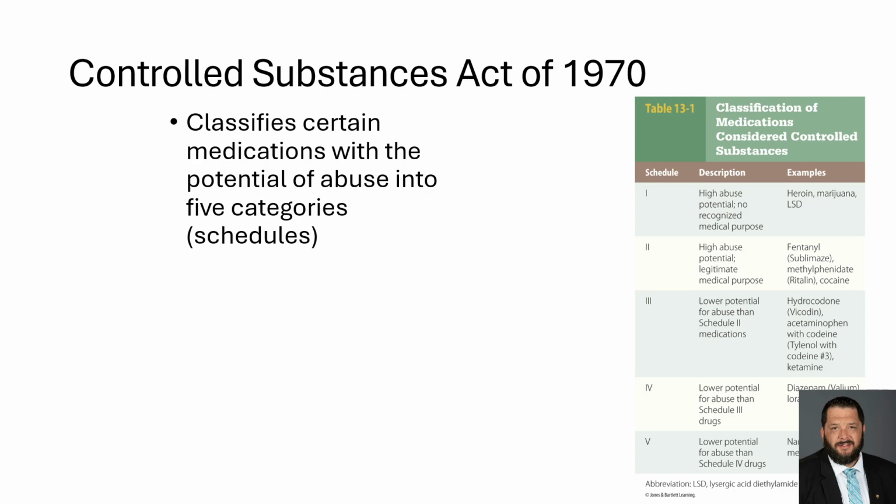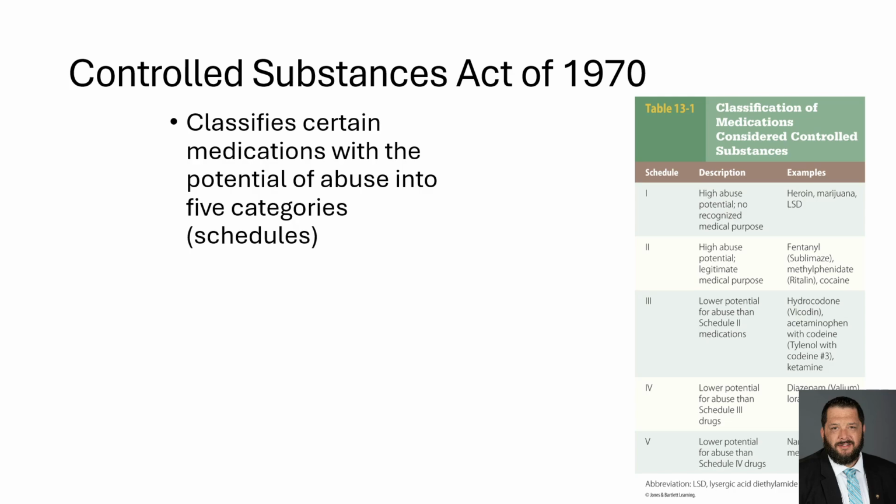The Controlled Substances Act of 1970 outlines medications and their potential of abuse versus their recognized medical benefit and are classified accordingly. Not all medications are classified based on the Controlled Substances Act, only if they are deemed to have some risk of abuse and medical intervention quality.